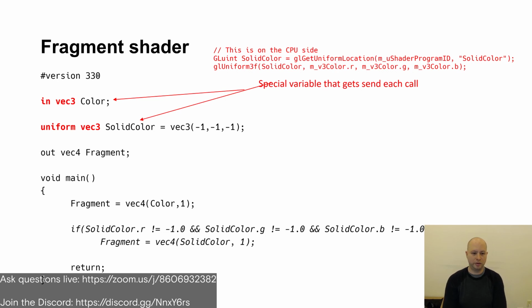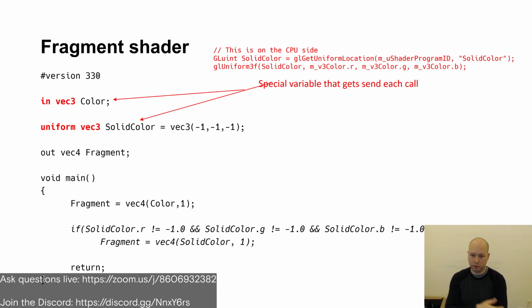And also we've got this new thing called a uniform. The uniform vector3 solid color. What is that? That's a special variable that gets set for every call. And this is actually where the OpenGL state machine comes into play. A uniform is something you can set once a frame, or just once in a while, and it'll save it inside of the state machine, which is a powerful thing you can do to save a lot of performance, because you can imagine the solid color being a special color.